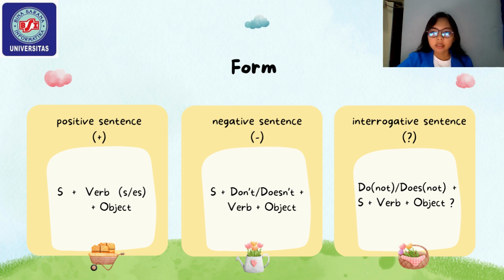The third is an interrogative sentence. The form used for an interrogative sentence is do or does plus subject plus verb plus object, and can also use don't or doesn't.